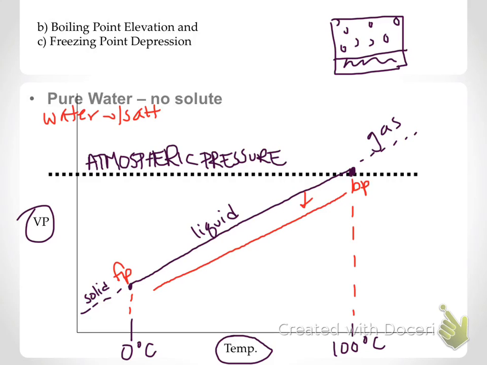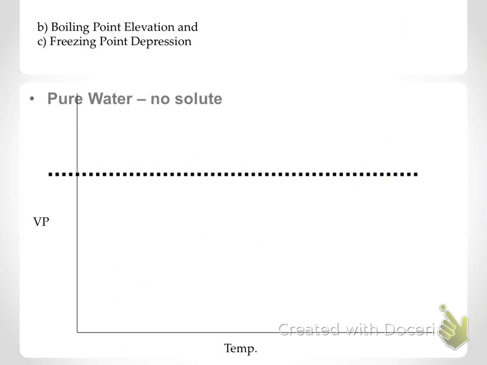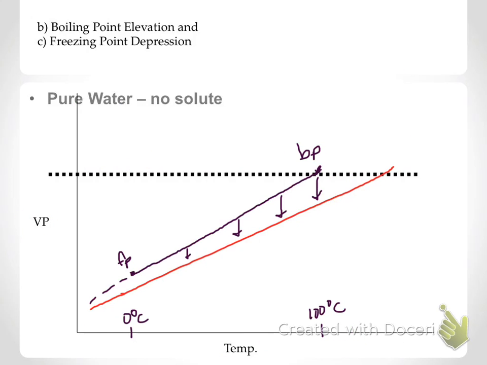So it goes down at every single point on the line. And if I extend this line, we can see what happens to the freezing point and the boiling point. Now, my line isn't perfect here, but for the solid and liquid, we can see how the boiling point and the freezing point have shifted.